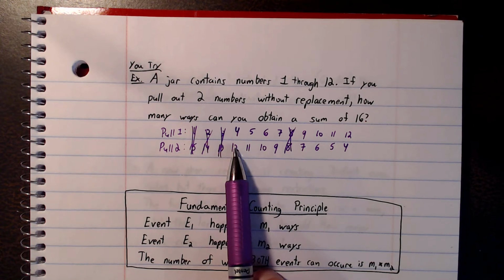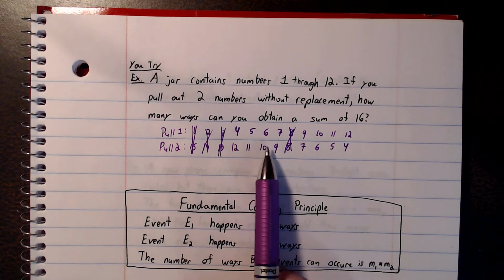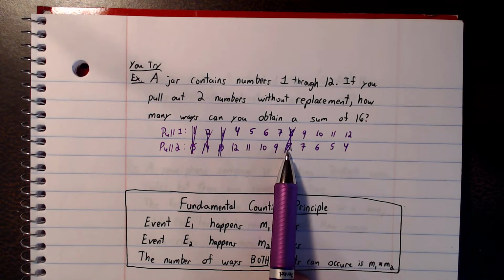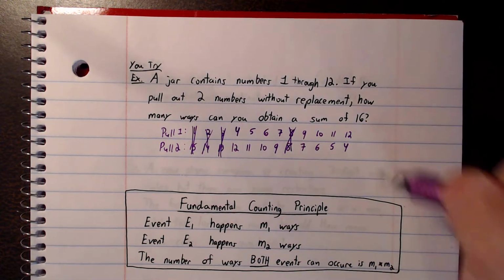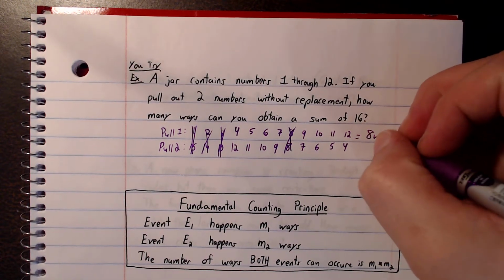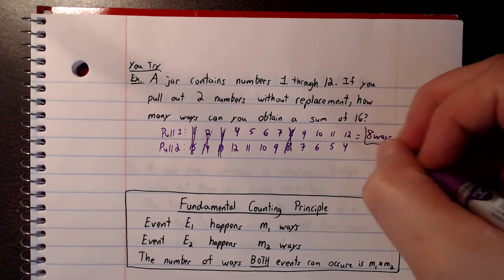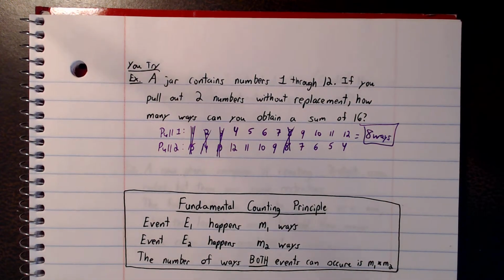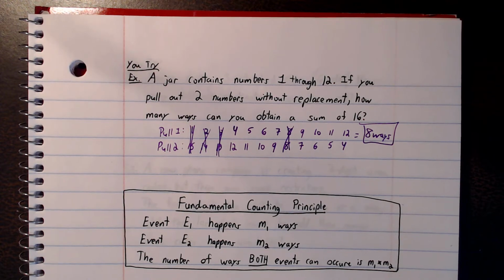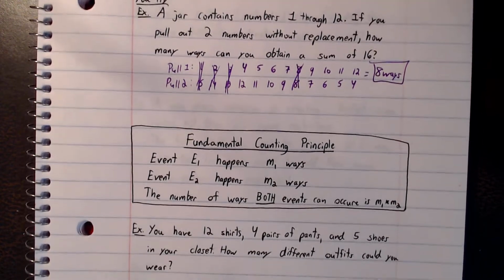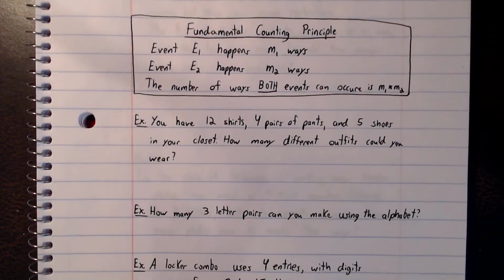So here are the ones that work. 1, 2, 3, 4. That doesn't work. 5, 6, 7, 8. So there you go. That is one type of accounting principle that we're going to look at. The next type that we're going to look at is the fundamental accounting principle.